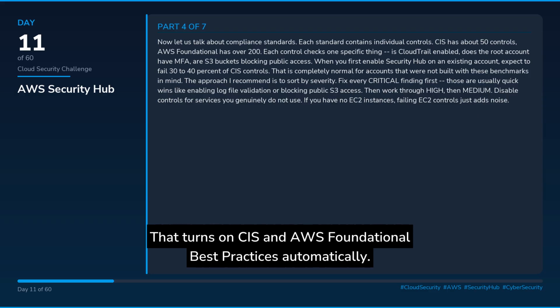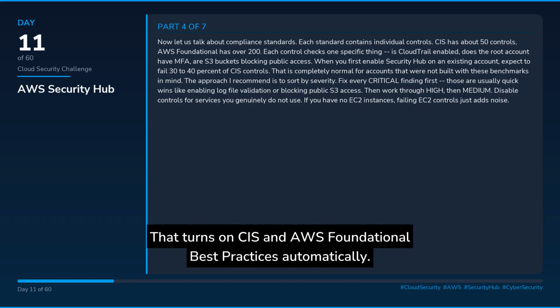The approach I recommend is to sort by severity. Fix every critical finding first. Those are usually quick wins like enabling log file validation or blocking public S3 access. Then work through high, then medium. Disable controls for services you genuinely do not use. If you have no EC2 instances, failing EC2 controls just adds noise.